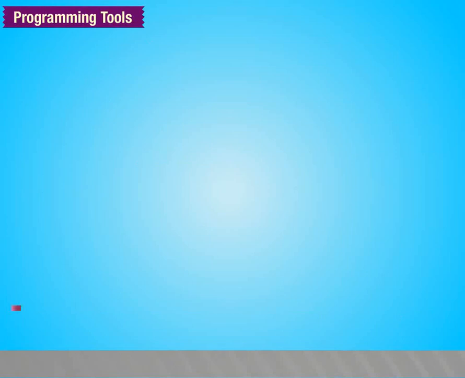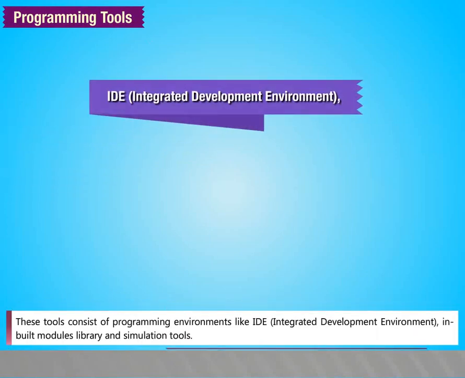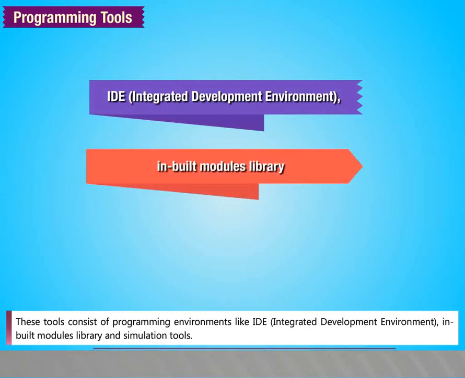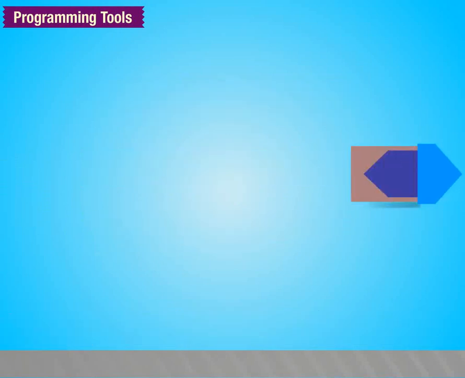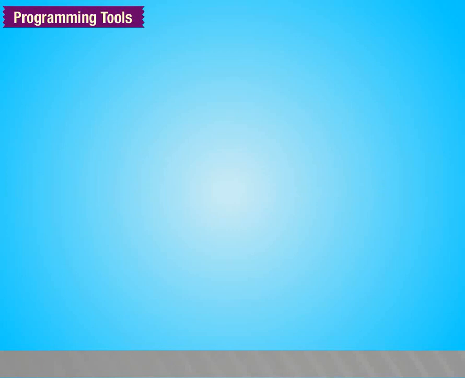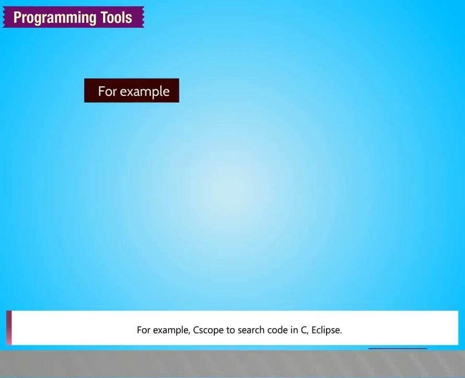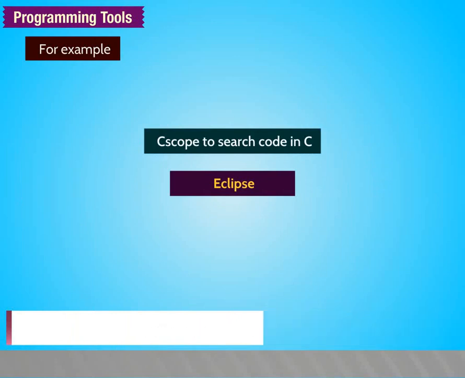Programming tools. These tools consist of programming environments like IDE, Integrated Development Environment, inbuilt modules library, and simulation tools. These tools provide comprehensive aid in building software products and include features for simulation and testing. For example, CScope to search code in C, Eclipse.